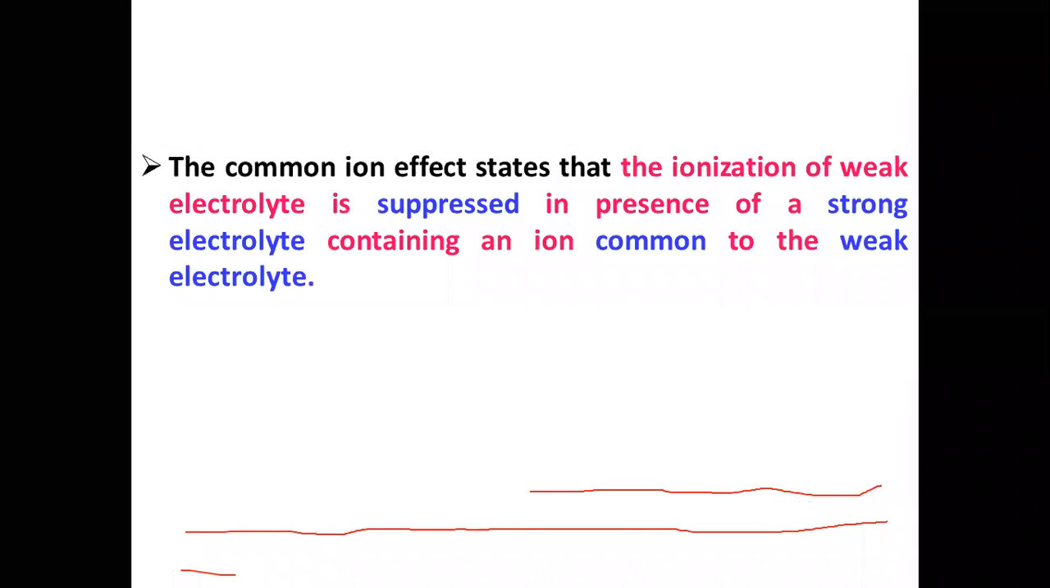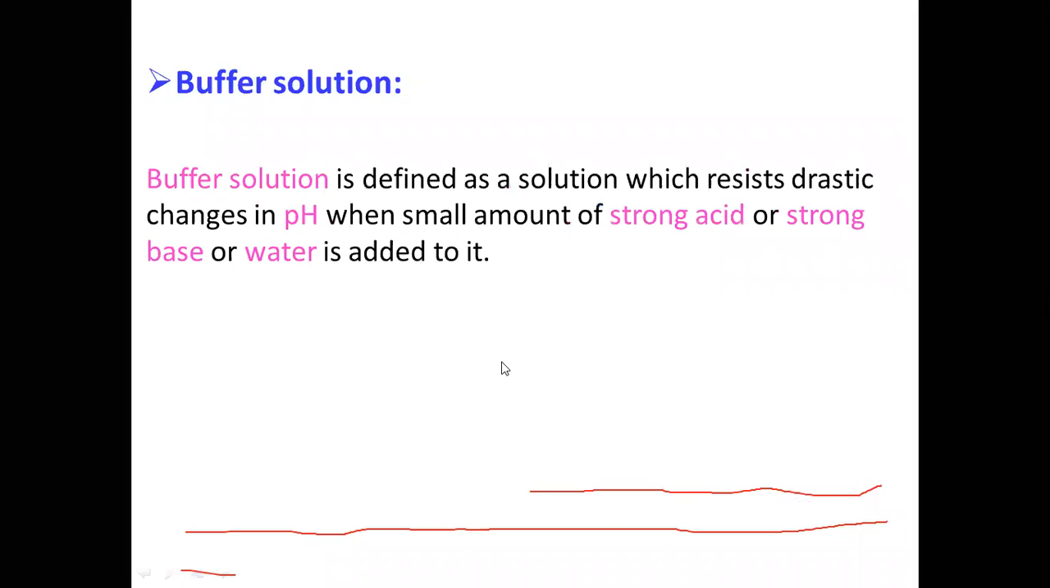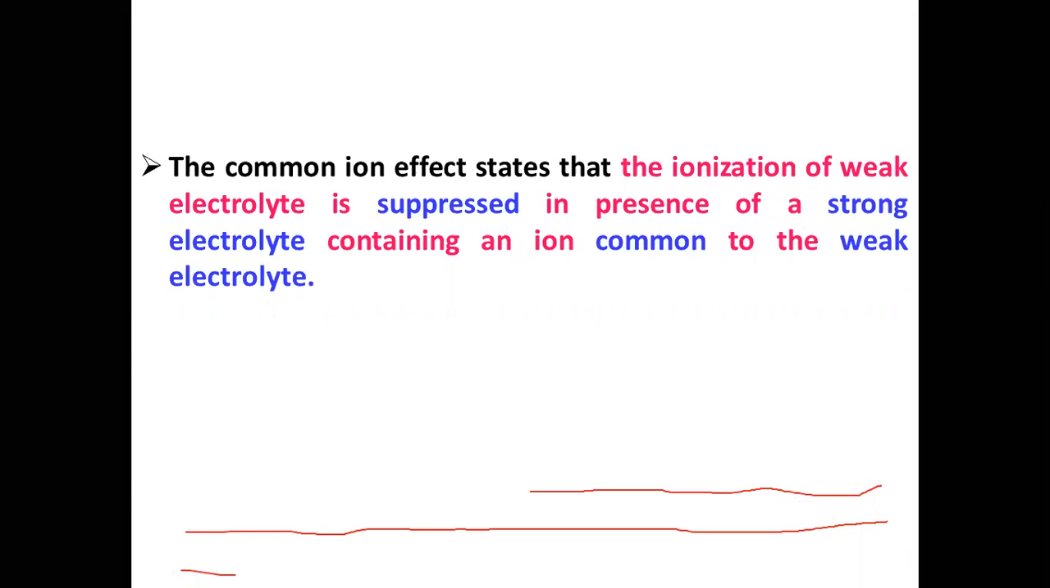Okay, so the common ion effect states that the ionization of weak electrolyte is suppressed in presence of strong electrolyte containing a common ion to the weak electrolyte. What is the meaning of this statement? Common ion effect कहाँ पे show होता है? In the ionization of weak electrolyte. Weak electrolyte मतलब weak acid, ठीक है, और weak base, कुछ भी हो सकता है, weak acid भी हो सकता है, कुछ weak base भी हो सकता है, ठीक है.